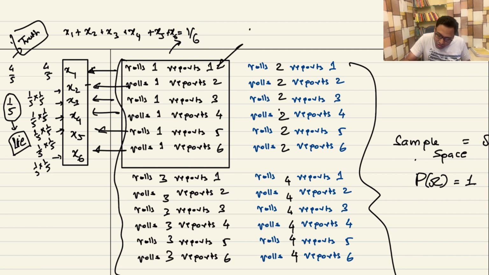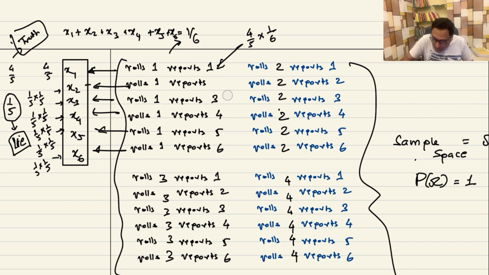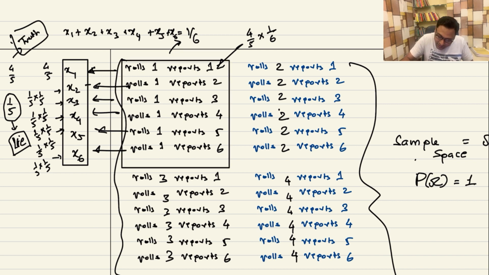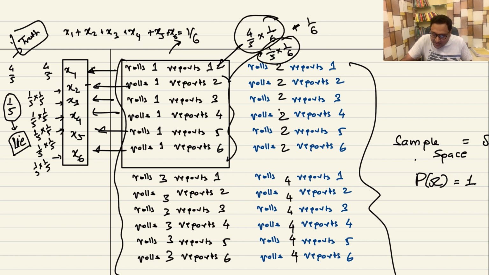This one has a 4/5 weight because 4/5 of the time he speaks the truth, and these 5 together have 1/5 of the weight. So together these two pieces make up 1/6. There is nothing confusing going on here. You are splitting 1/6 into 4/5 and 1/5.